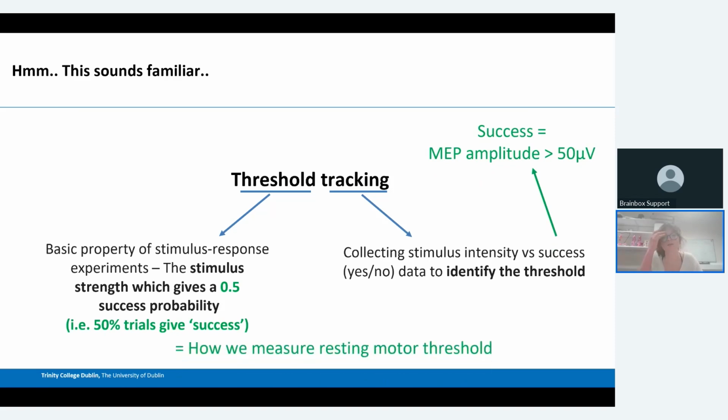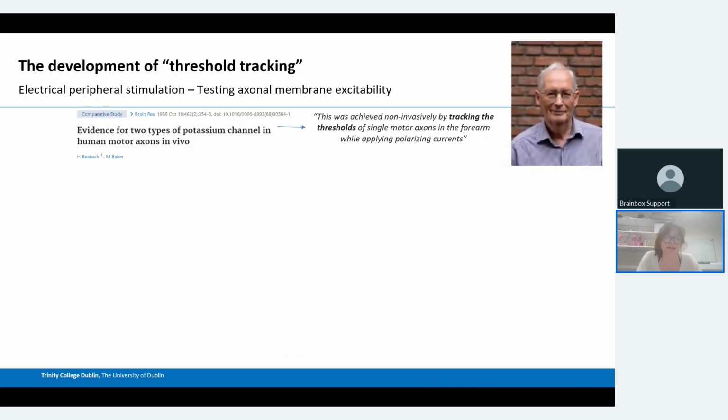So threshold tracking, if you think about it, is like an extension of something most of you already do to measure resting motor threshold, which is varying the stimulation intensity to hone in on the intensity you need to give to get a certain response at a certain probability. So the whole idea of tracking is really born out of the work of Professor Hugh Bostock.